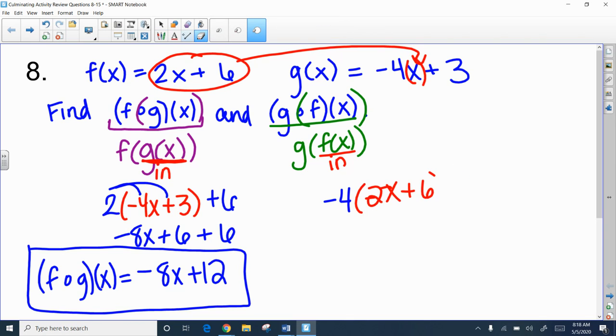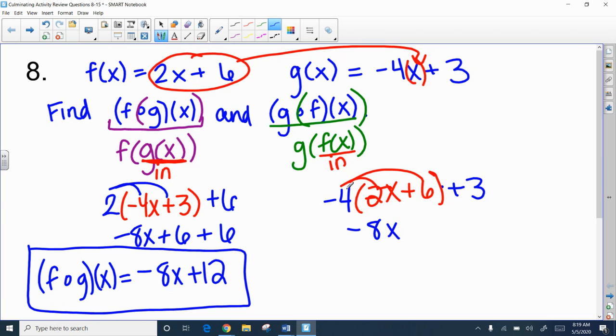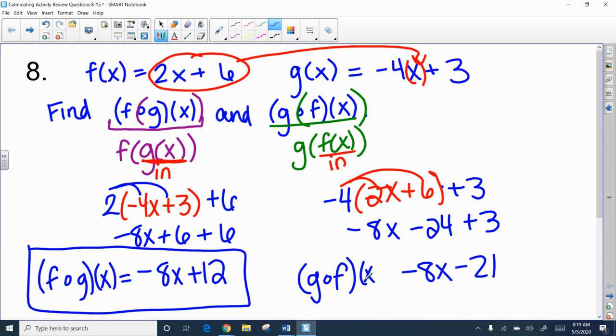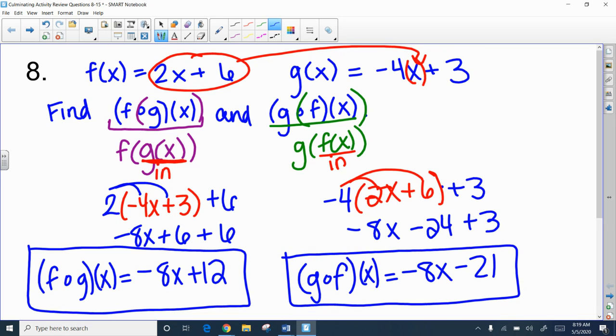And so then, like before, we want to simplify this by distributing. So this would give us negative 8x minus 24, and then we still have the plus 3. So that gives us negative 8x minus 21. So we would have g of f of x equals negative 8x minus 21. So notice they're not the same, so pay attention to which one the problem is asking you for.